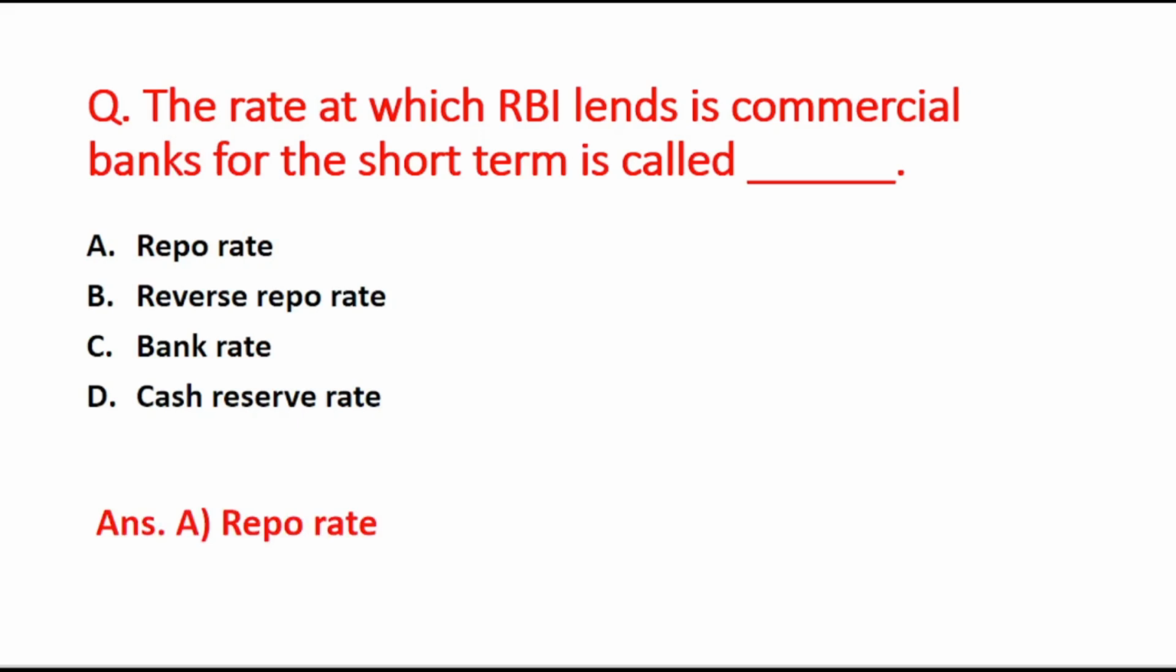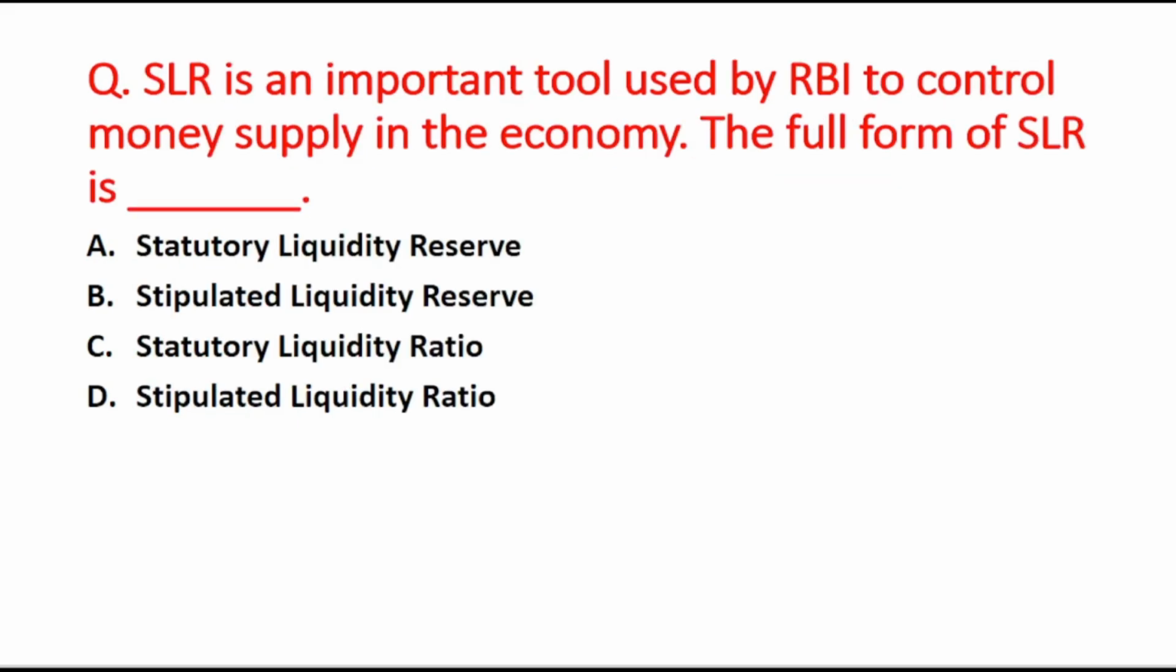Next question is, SLR is an important tool used by RBI to control money supply in the economy. So the full form of SLR is, your A option is statutory liquidity reserve, B option is stipulated liquidity reserve, C option is statutory liquidity ratio, and D option is stipulated liquidity ratio. So the right answer is option C, that is statutory liquidity ratio.